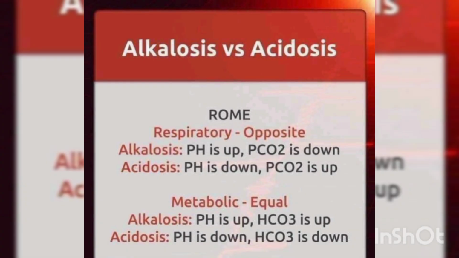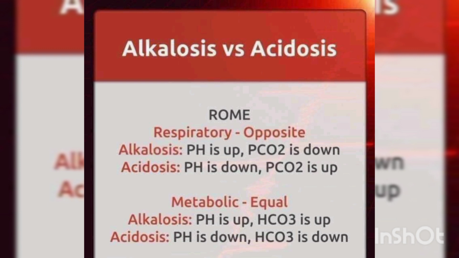The next is the difference between alkalosis and acidosis. ROME is the mnemonic. Respiratory means opposite. In respiratory alkalosis, pH would be high and carbon dioxide would be low. In respiratory acidosis, pH would be low and carbon dioxide would be high.